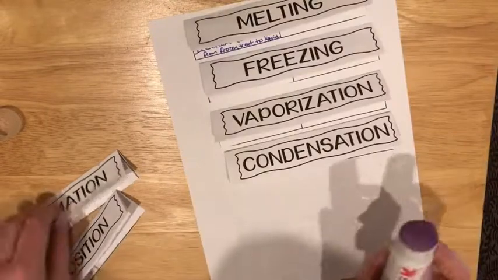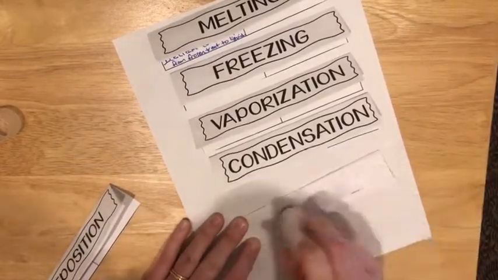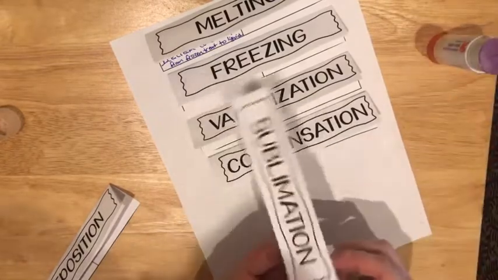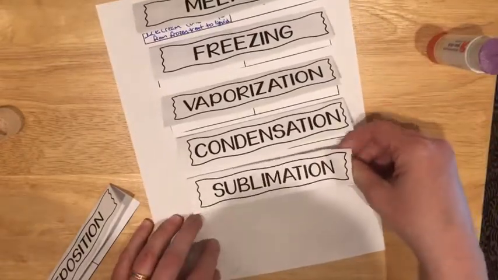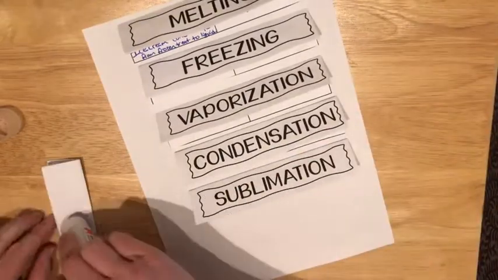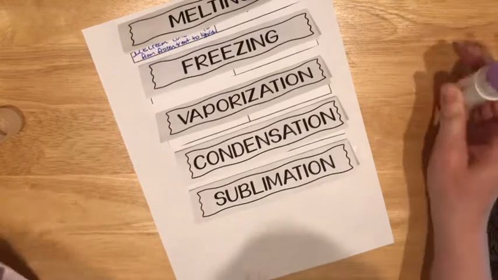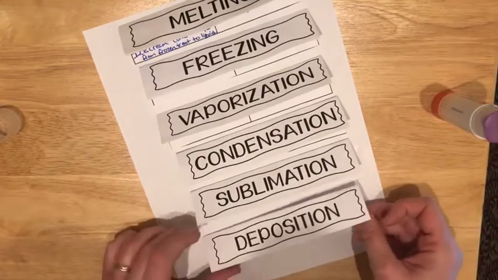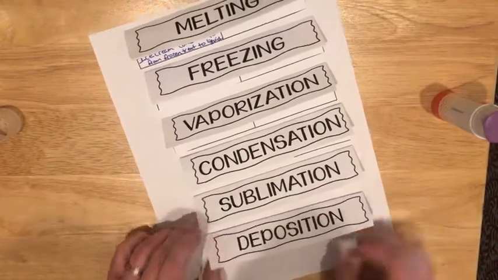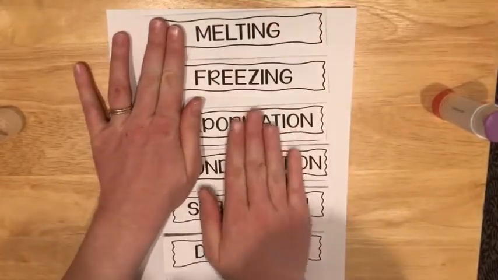And then lastly, sublimation. We're going all the way up the curve, but skipping that liquid state. Solid to a gas, and then down the heating curve, our deposition. Okay, so now you have your foldable, has your terms.